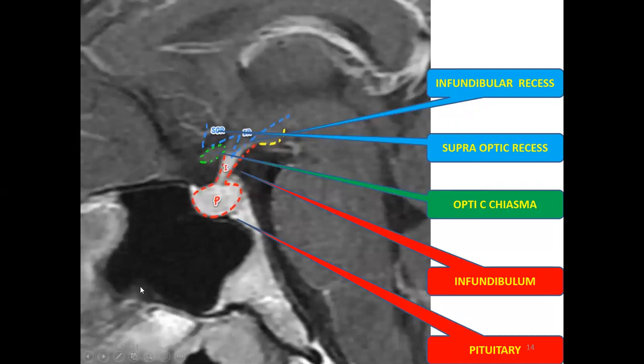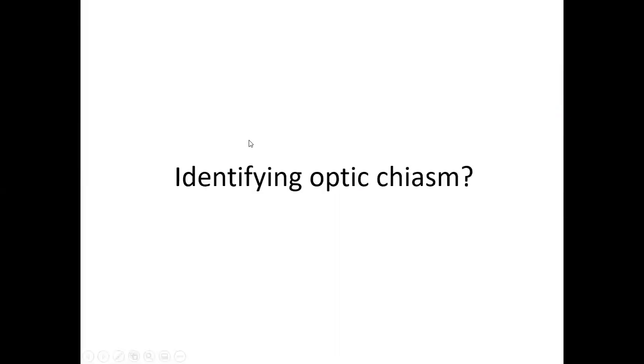Pituitary, sphenoid sinus, supraoptic recess, optic chiasm, infundibulum, and this is the infundibular recess, supraoptic recess, infundibular recess. So, identifying the optic chiasm.